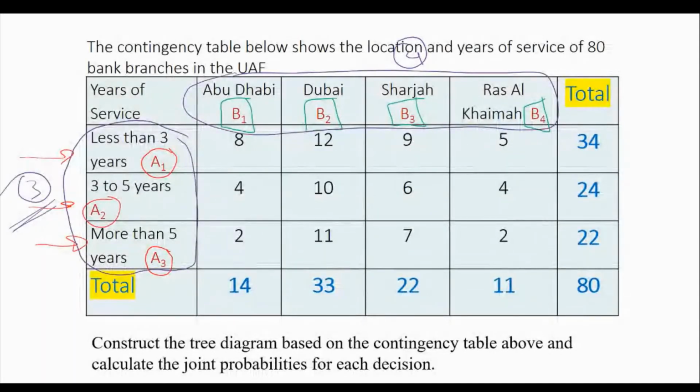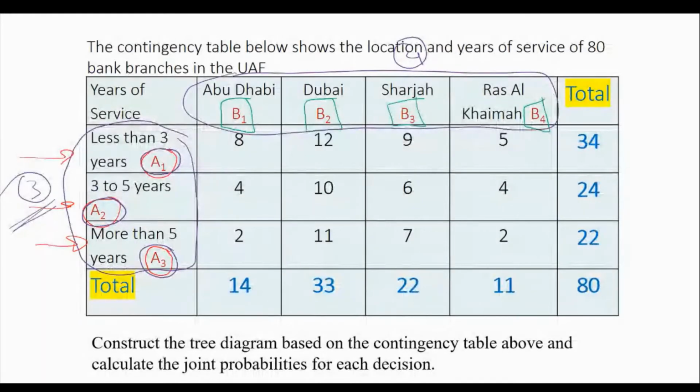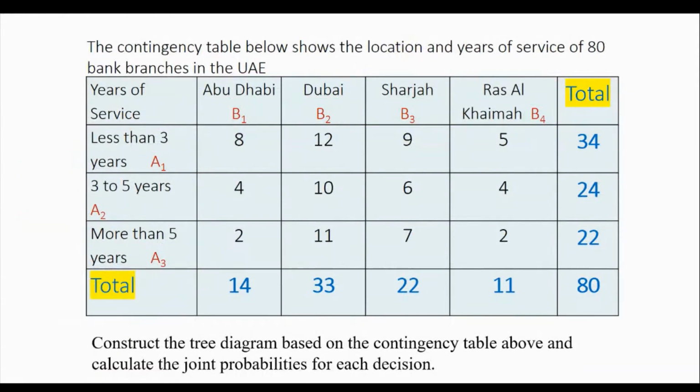Okay, so to make a tree, we start with the root. And we said we have 3 different possibilities. Whether the company has had the branch working for less than 3 years, 3 to 5, more than 5. So we're going to call this A1, A2, A3. So we're only looking at the years of service here right now. Okay, so now let me erase a little bit here.